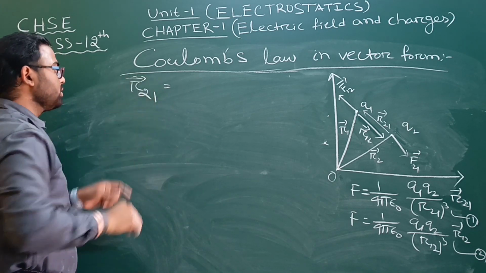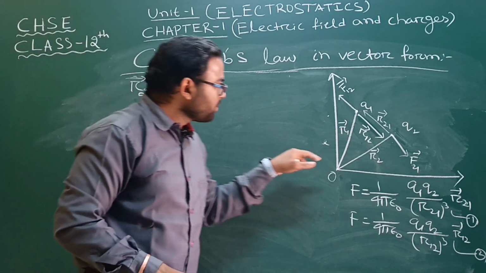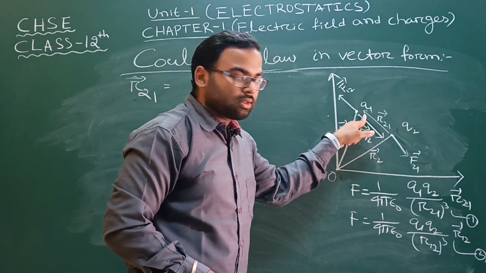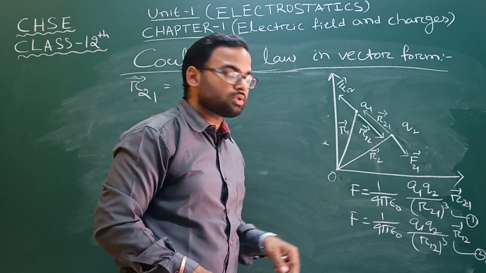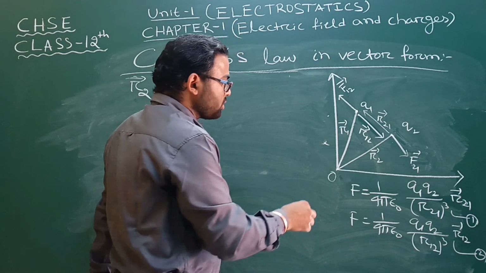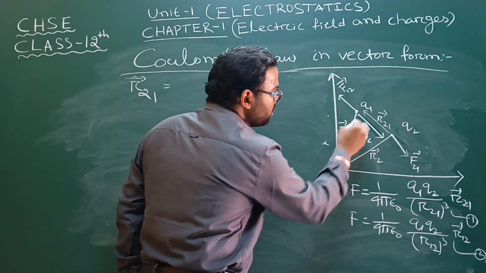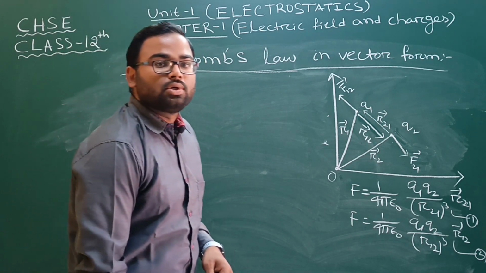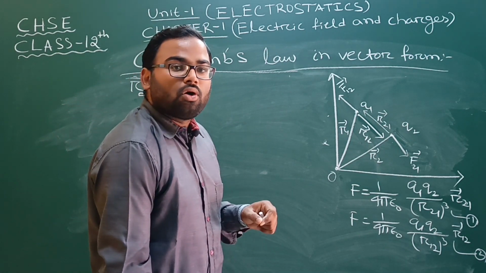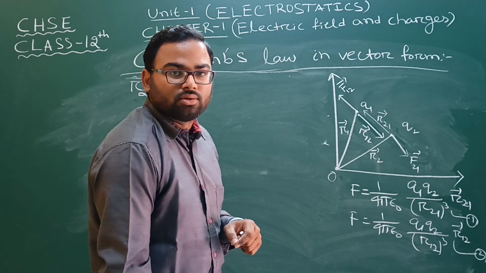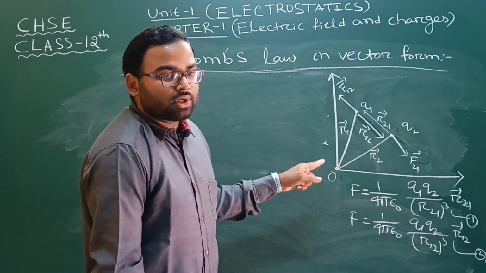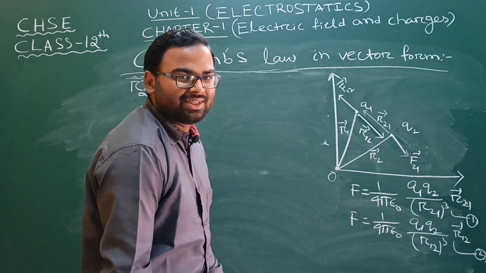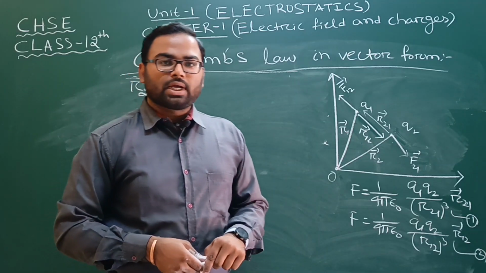R21 vector. See, this is a vector. So R21 vector is acting along the force, and we can see a triangle O, Q1 and Q2. So we can put the vector law of triangle addition. Okay. So I will put here triangle law of vector addition. So what is triangle law?